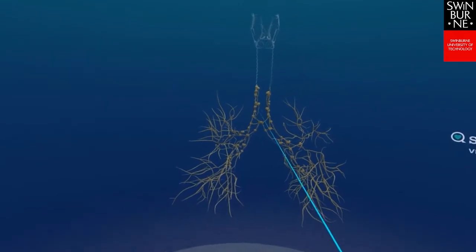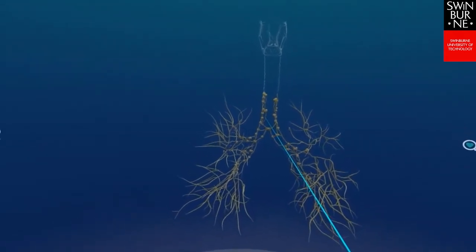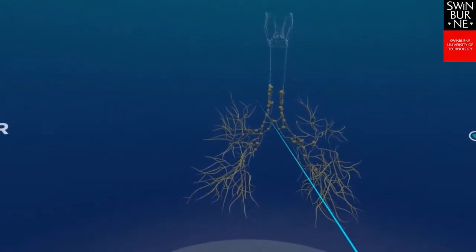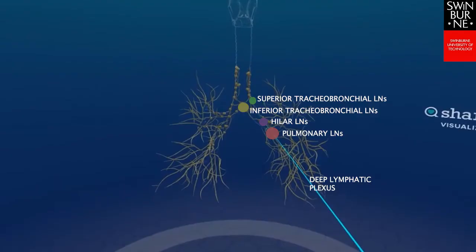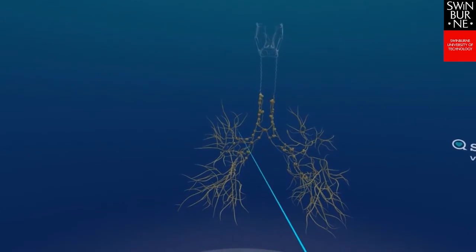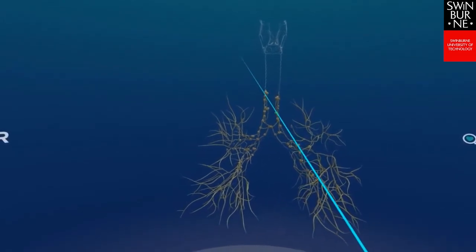From here, lymph drains from the hilar to the lymph nodes located at the carina, which are called the carinal lymph nodes. This can also be referred to as the inferior tracheobronchial nodes. From this, the efferent drainage will drain superiorly to the paratracheal nodes, and although not depicted on this diagram, from here all lymph from the lungs will then drain into the bronchomediastinal trunk.